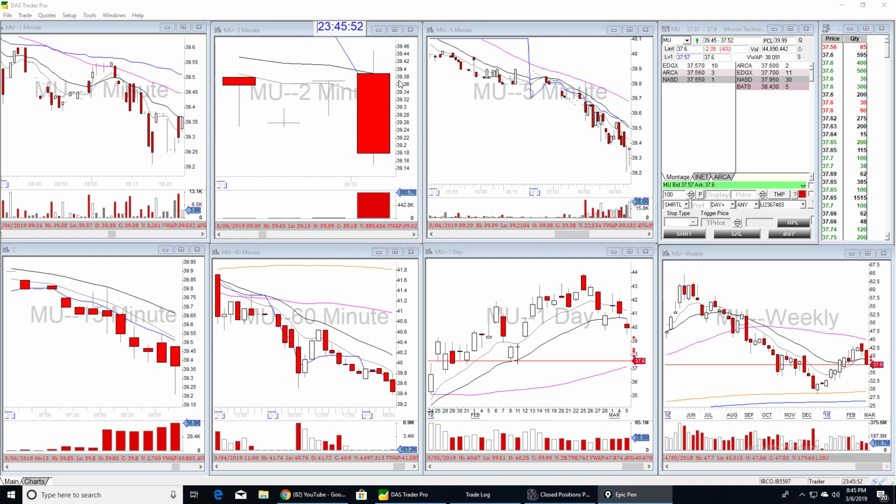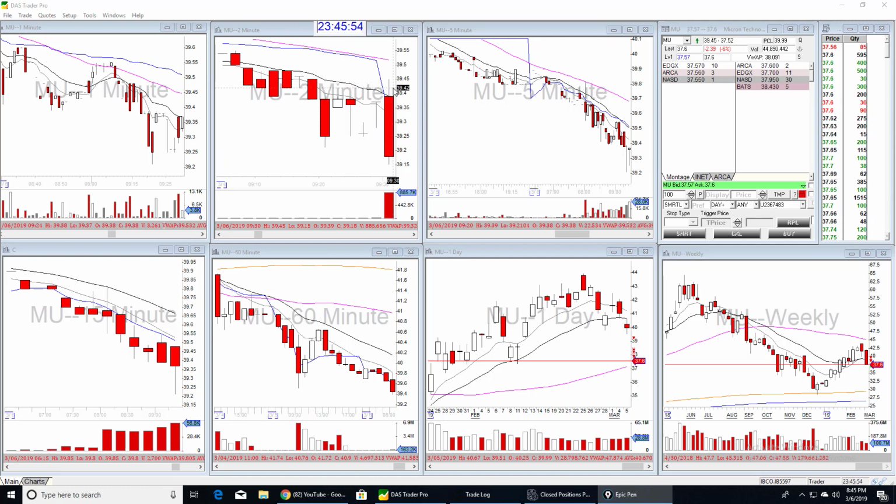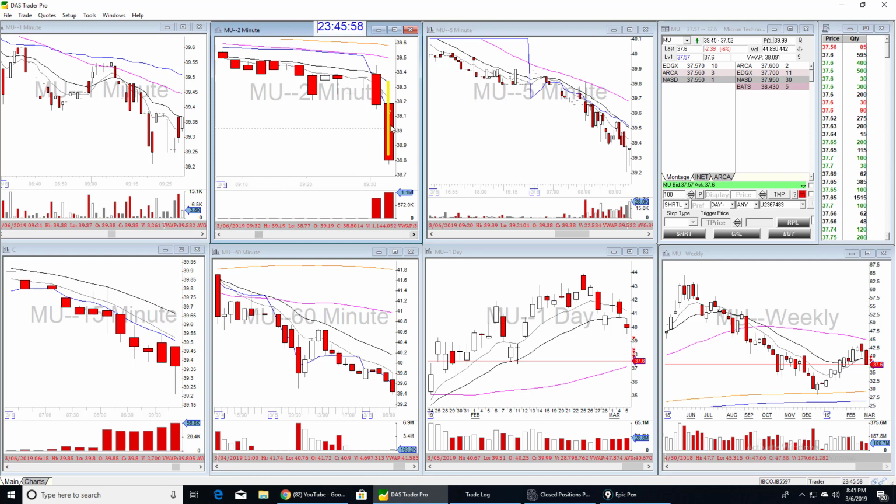So now I've got my indicator that goes along with everything on my charts. Here's the 2-minute candle, and now I need the confirmation, which is the break. And I waited for the break. On MU, we can easily wait for breaks because there's very little slippage, there's a little spread.